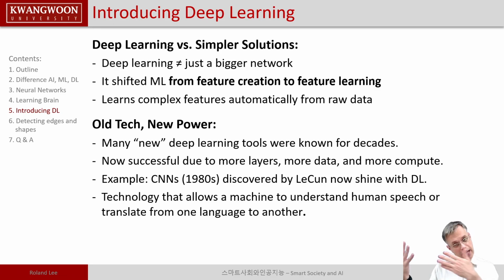Big data enabled this technology. The same goes for technology that allows a machine to understand human speech or translate from one language to another. It's decades-old technology that a researcher revisited and got to work in that new deep learning paradigm. Of course, part of the difference is also provided by data. More about this topic we can see later as well.